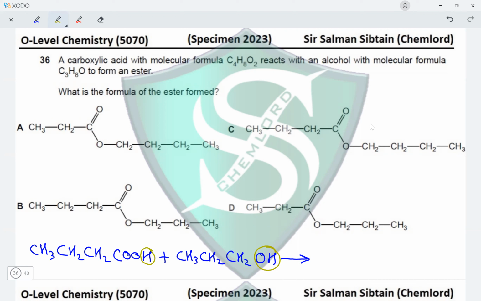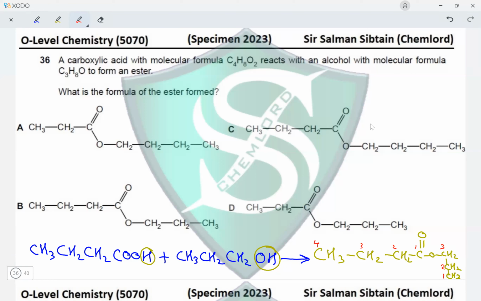So the product here would be CH3CH2CH2C double bond O, single bond O, and then the alcohol part would start. That would be CH2 next to another CH2, next to another CH3. So in the ester, the alcohol portion would contain 1, 2, 3 carbon atoms, and the carboxylic acid portion would contain 1, 2, 3, and 4 carbon atoms.